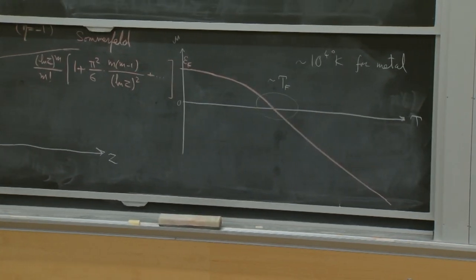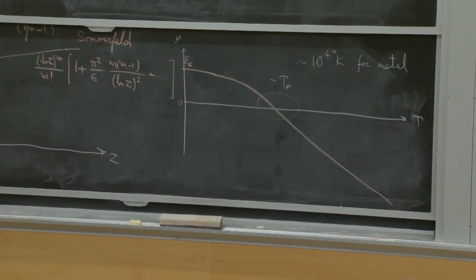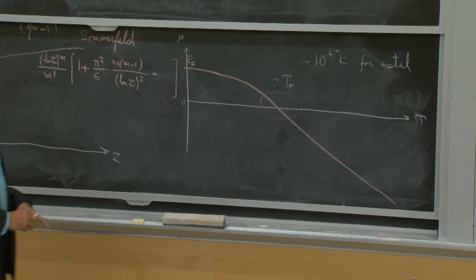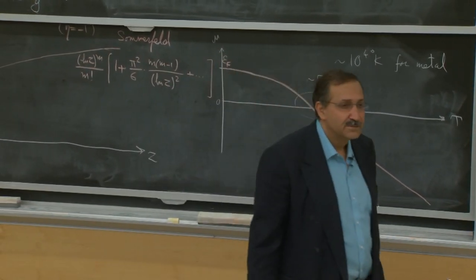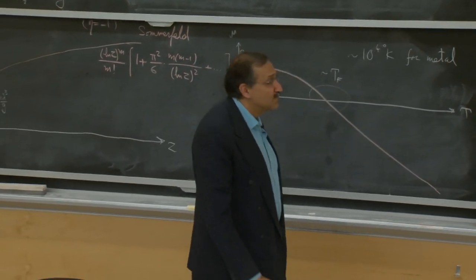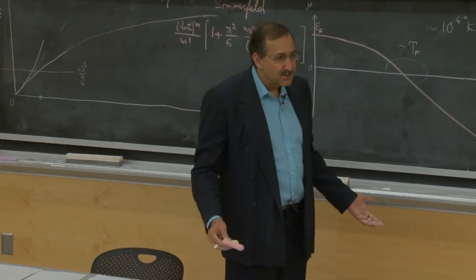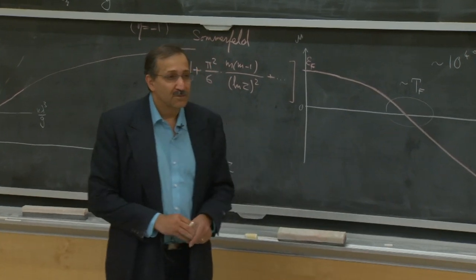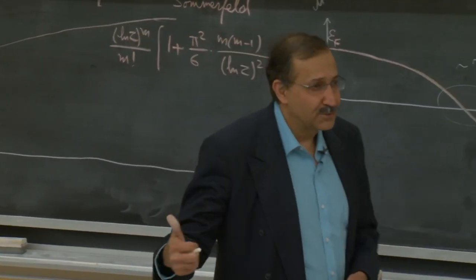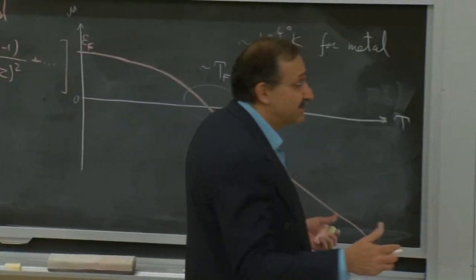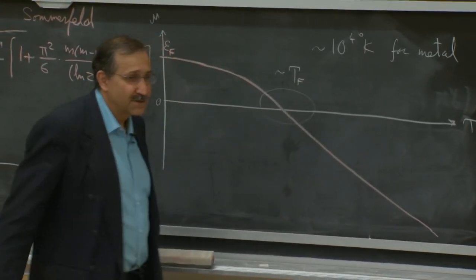In fact, something that people sometimes get confused at is when you go to high temperatures, beta goes to 0. So why doesn't z go to 1? Of course, beta goes to 0, but mu goes to infinity, such that the product of 0 and infinity is actually still pretty large, partly because of this logarithm.